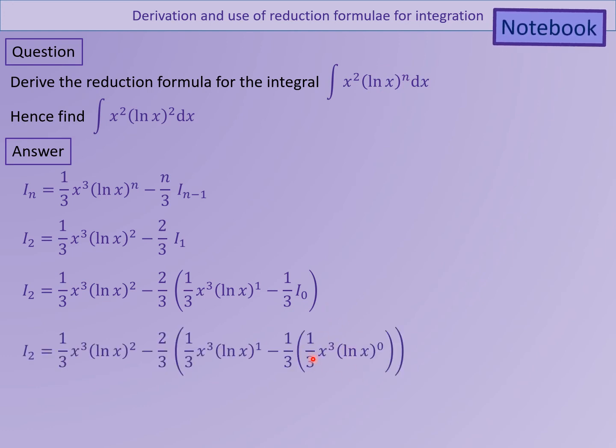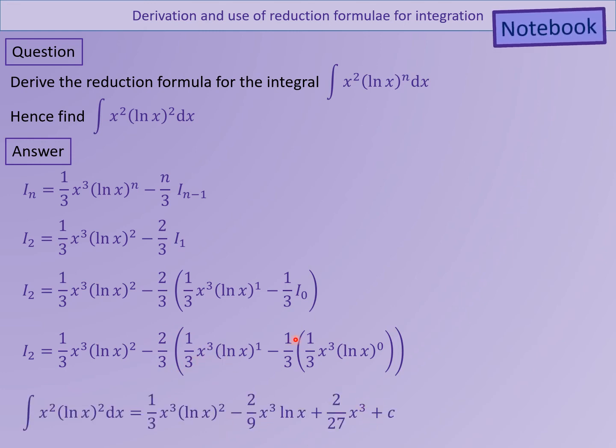So therefore I can just substitute that one in. Notice I've substituted it into this formula. So therefore I'm done. I can just simplify this out. So I'm going to get a third x cubed ln x squared minus those two can go together to make 2 over 9, and then these ones can go together to get 2 over 27, and so on, plus c. Okay, so a lot easier than having to do integration by parts over and over again once you've got that reduction formula.